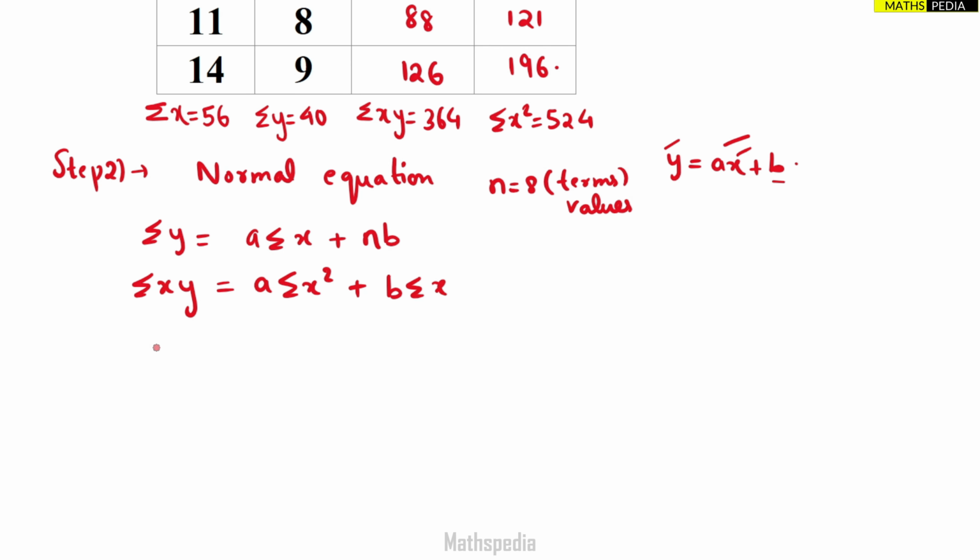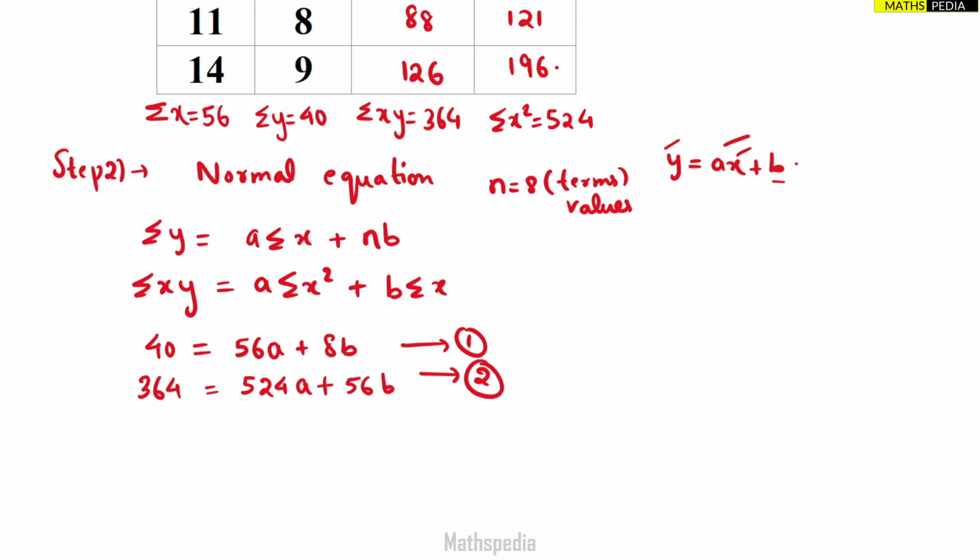Now I need to just substitute all the values. So these are the values. 40 for summation y. Then we need to find summation of x, which is 56. So it's better to write 56 first, and a plus nb, 8b. So a and b will remain as they are. Next will be 364 equal to 524, summation of x square, a plus what is b? We don't know. Summation of x is 56, b. So these two equations we have got, equation number 1 and 2.